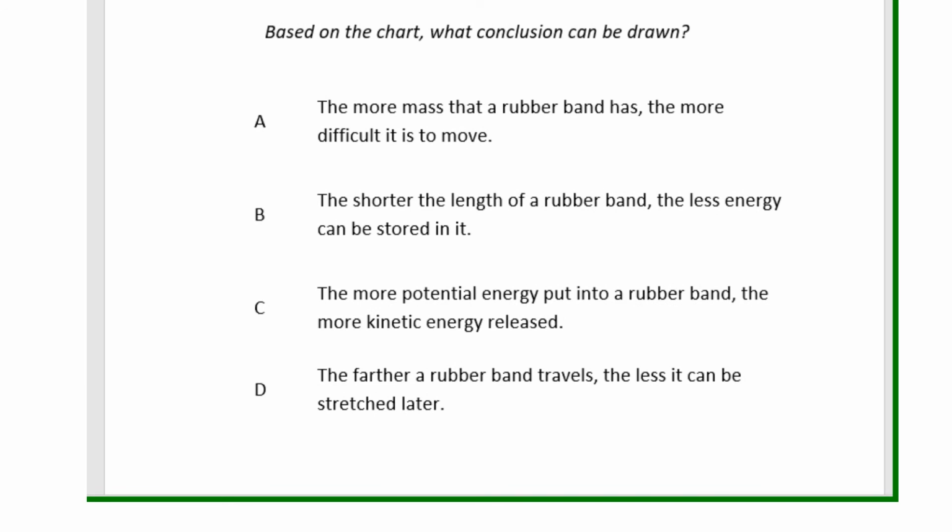A, the more mass that a rubber band has, the more difficult it is to move. B, the shorter the length of a rubber band, the less energy can be stored in it. C, the more potential energy put into a rubber band, the more kinetic energy released. D, the farther a rubber band travels, the less it can be stretched later.